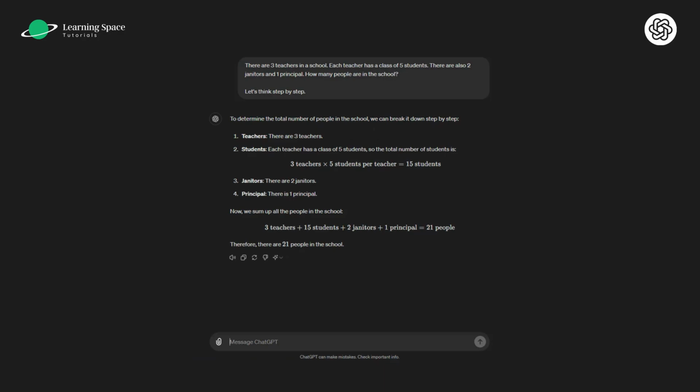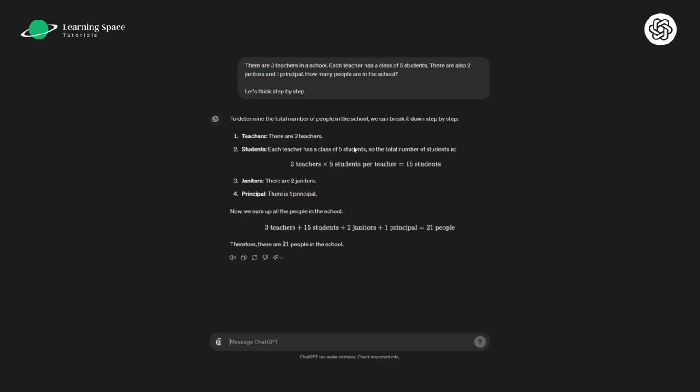And it says we can break it down step by step. So over here, teachers, there are 3 teachers. Students, each teacher has a class of 5 students. So the total number of students is 3 teachers times 5 students per teacher, which equals 15 students. Janitors, there are 2 janitors. Principal, there is 1 principal. Now, if we sum up all the people in the school, there are a total of 21 people. So the model gets it right by thinking step by step through the prompt and gives us a correct output.